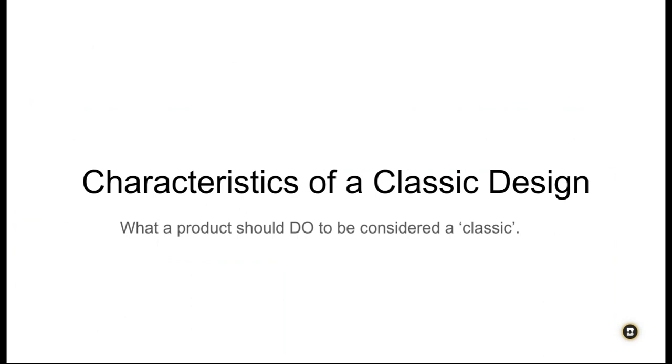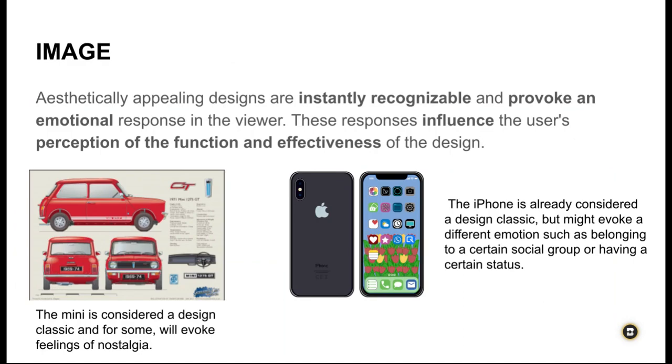Now there's also a list of characteristics that you need to know about. This is what a classic design should be able to do. So the first one is image. They need to be instantly recognizable, and the image needs to provoke an emotional response. And the emotional response will actually influence the user's perception of the function and effectiveness of the design.